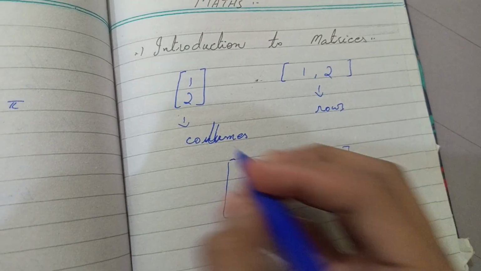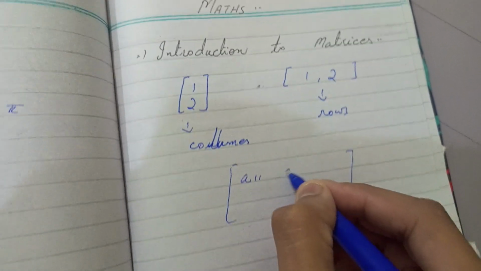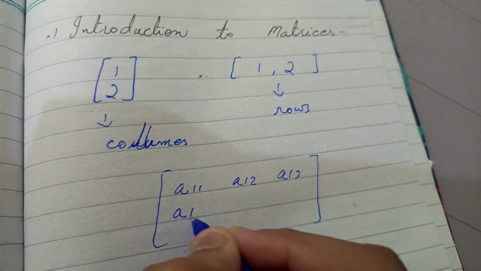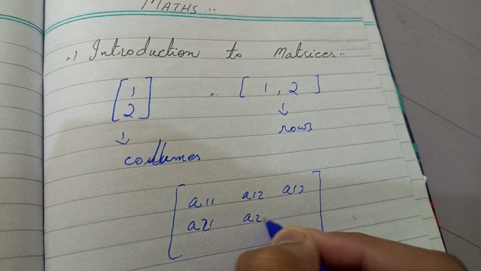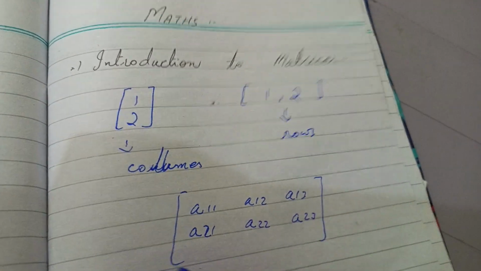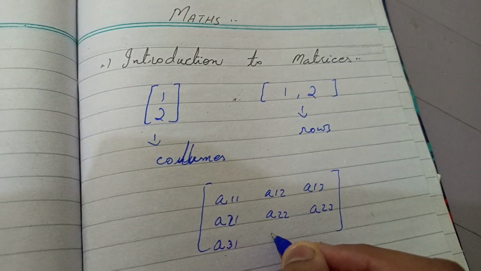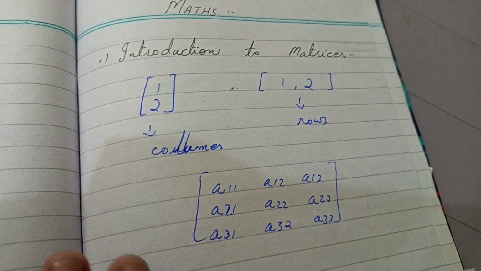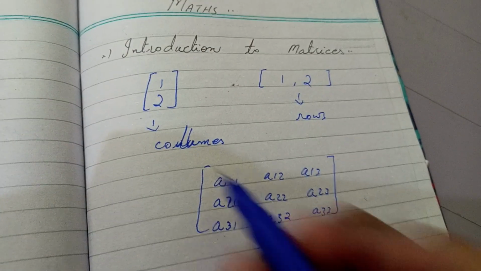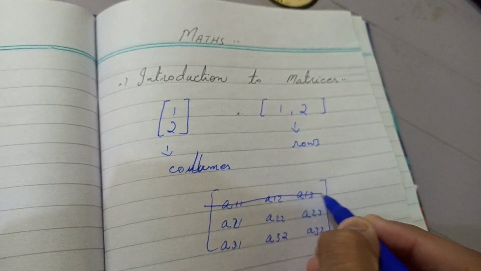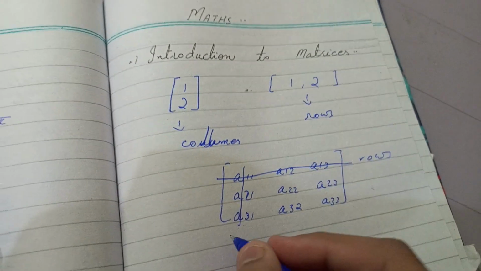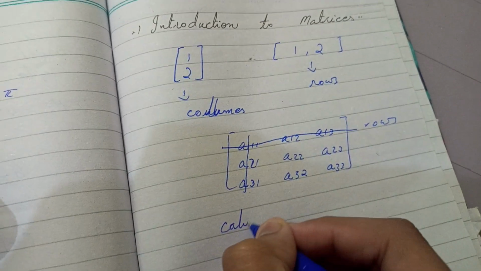For example, you have a matrix here: a1 1, a1 2, a1 3, a2 1, a2 2, a2 3, a3 1, a3 2, a3 3. This is an example, don't be confused, we'll discuss it in the next videos as well. So these are called the rows, and these are called columns.